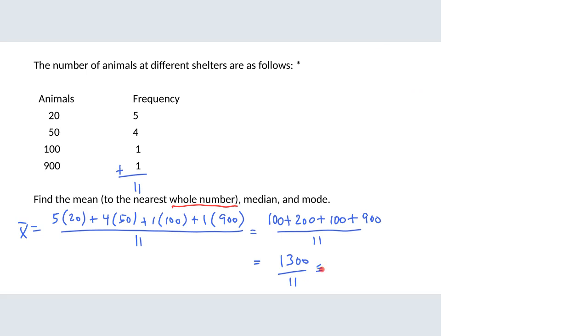So let's see here, we've got 118.1818, and that keeps going. And we don't round to the nearest whole number very often. That's why I'm being so explicit here. We find the ones place, that's the nearest whole number. Look one space to the right, that's 4 or lower. So we'll round this down to 118 to be our mean.